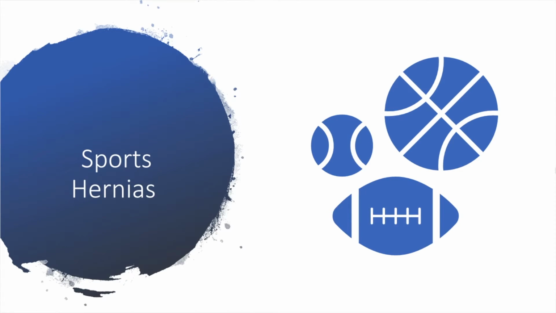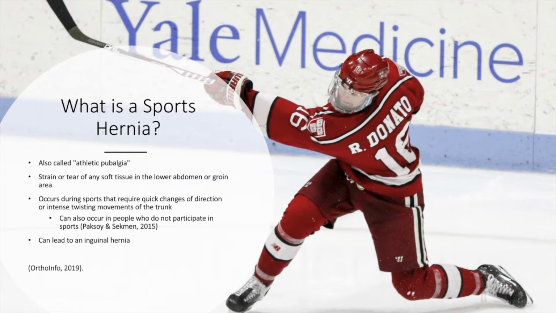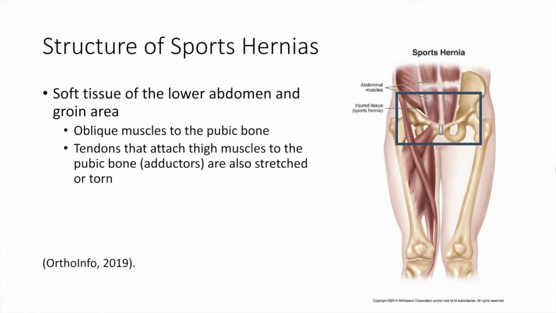Lastly, we're going to be talking about sports hernias. This can often be called an athletic pubalgia, especially in the medical community. Unlike an inguinal hernia, where the intestines can protrude through weak parts of the abdominal tissue, this is a strain or tear of any soft tissue in the lower abdomen or groin area. This often occurs in sports like hockey, basketball, and wrestling, where there are sharp movements that require twisting of the trunk. This can often lead to an inguinal hernia, though it is not always common.